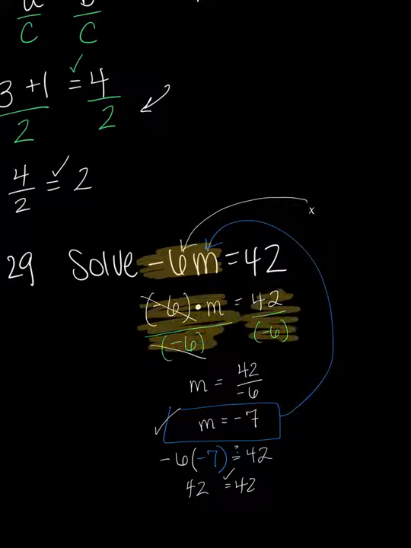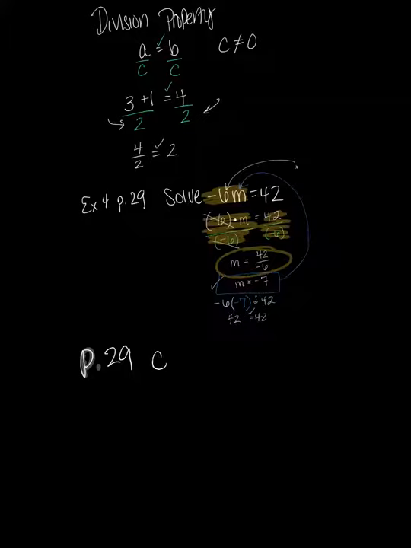Okay, let's do some practice problems now. I would like you to do, on page 29 of your note-taking guide, letters C and D. You get 3p equals 12 and negative 8 equals 5y. Do them on your own.